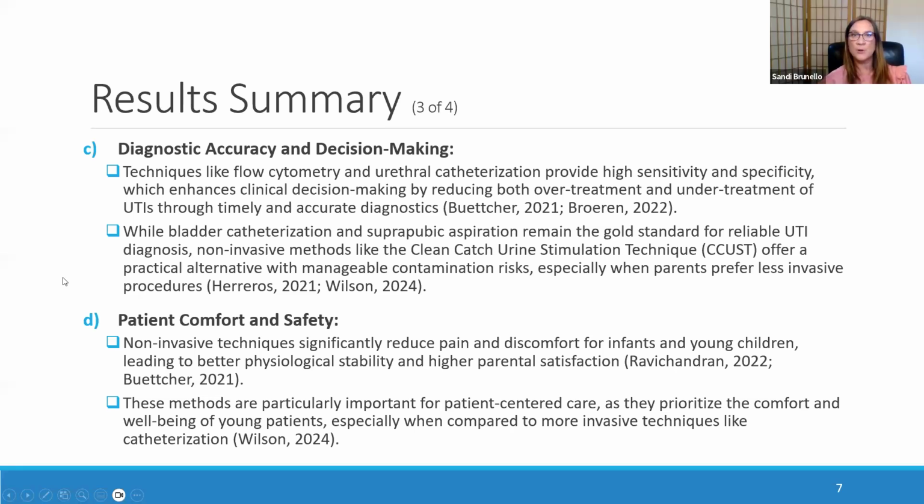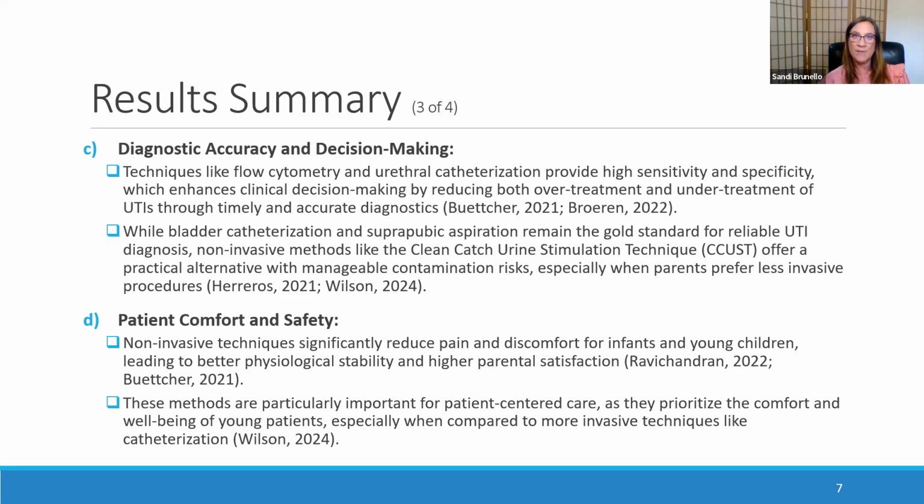Techniques like flow cytometry and urethral catheterization provide high sensitivity and specificity, which enhances clinical decision making by reducing both over and under treatment of UTIs through timely and accurate diagnostics. While bladder catheterization and suprapubic aspiration remain the gold standard for reliable UTI diagnosis, non-invasive methods like clean catch urine and stimulation technique offer a practical alternative with manageable contamination risks, especially when parents prefer less invasive procedures for their children.